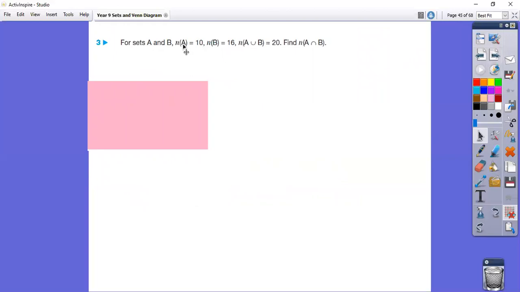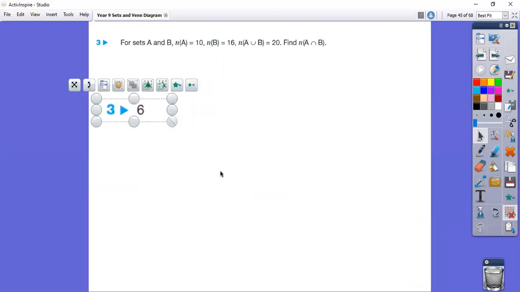Question 3, for sets A and B, the number of elements in A is 10 and the number of elements in B is 16. The number of elements in A union B, so the two combined, is 20. Find the number of elements of A intersect B. Again, pause if you want to do the question, then check the answer with me or have a look at the answer. So the answer is 6.